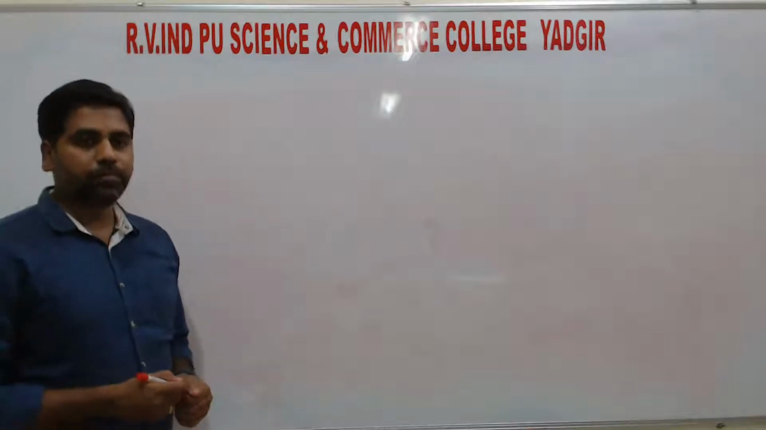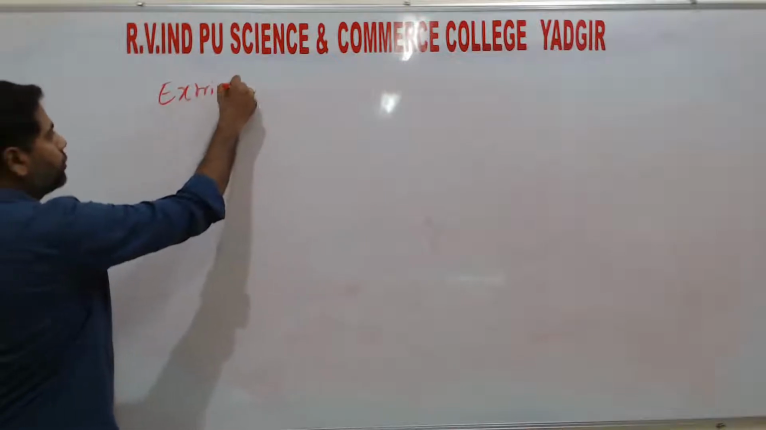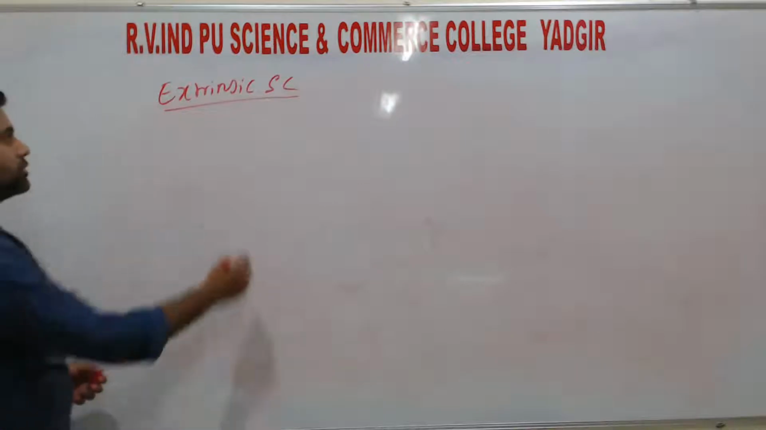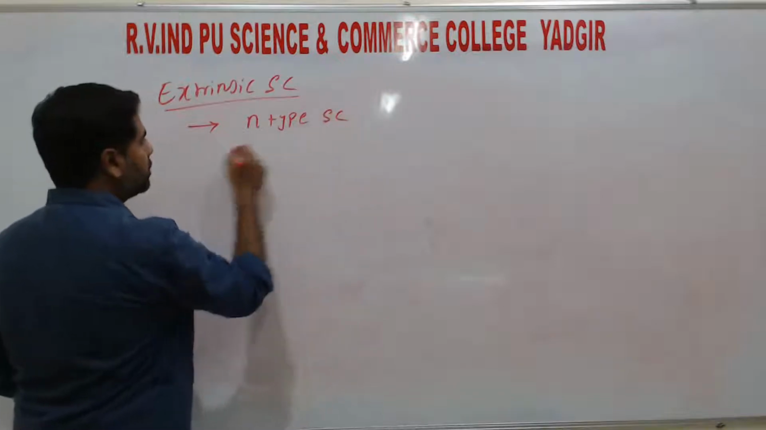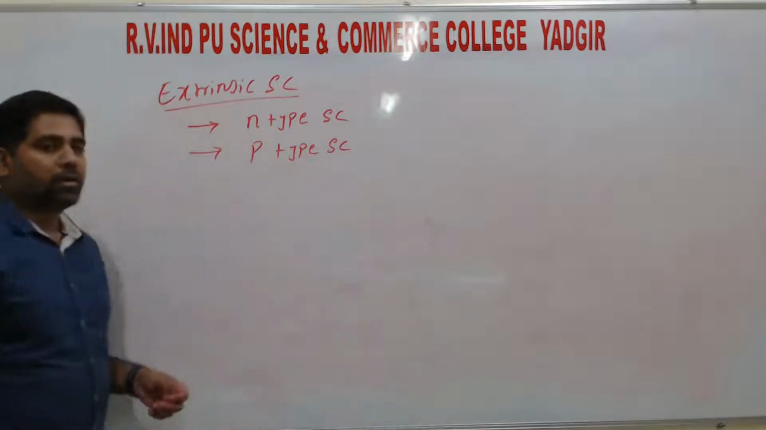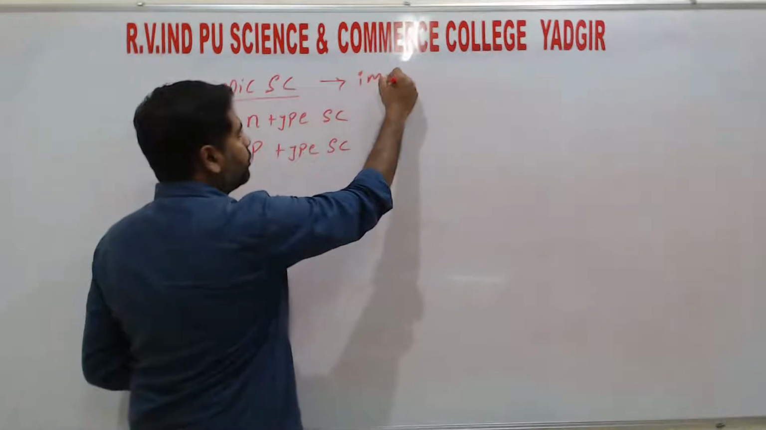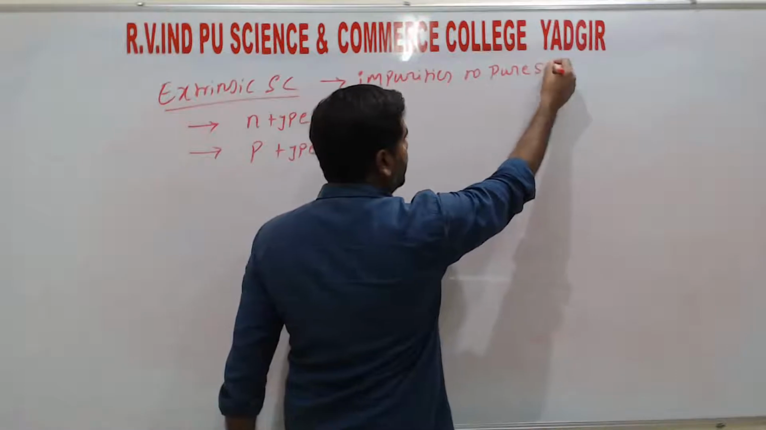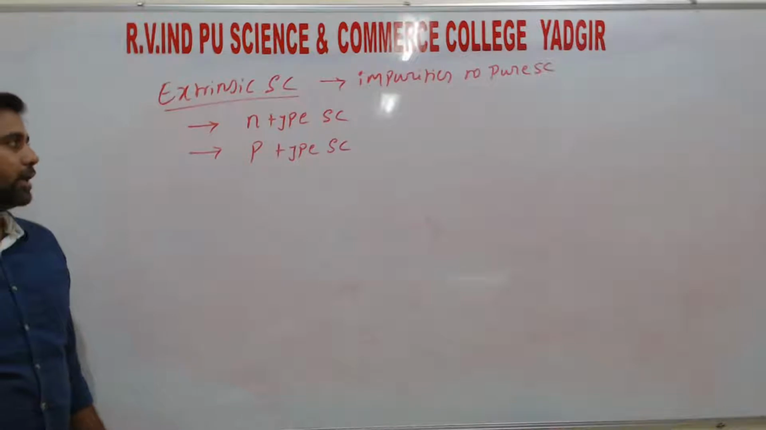Good afternoon, students. In the last class, we discussed the topic of extrinsic semiconductors, right? In extrinsic semiconductors, we have two types. One is the N-type semiconductor, and another one is the P-type semiconductor, right? So what does extrinsic semiconductor mean? We are adding impurities to the pure semiconductor, then those materials we call extrinsic semiconductors, right?